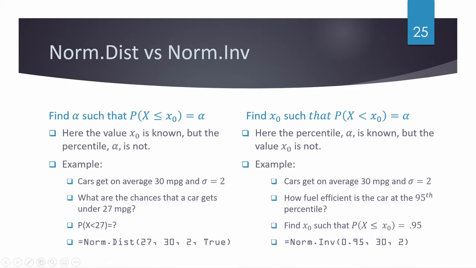So for example, on the left here, I'm going to say cars get an average of 30 miles per gallon with a standard deviation of 2 miles per gallon. What is the probability a car gets under 27 miles per gallon? That would be, what is the probability x is less than 27? This is a norm.dist question. Conversely, if I were to ask, how fuel efficient is the car at the 95th percentile? That is, what is the miles per gallon I can expect out of a car at the 95th percentile? That's a question where we're saying, I know the area to the left of a point, but I want to know what that point happens to be. Here we would say this is norm.inverse of 0.95, 30, 2.